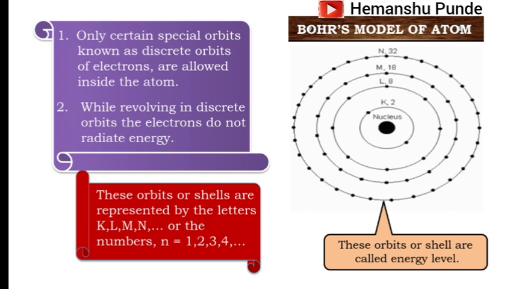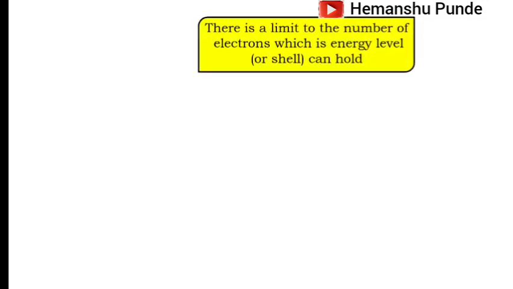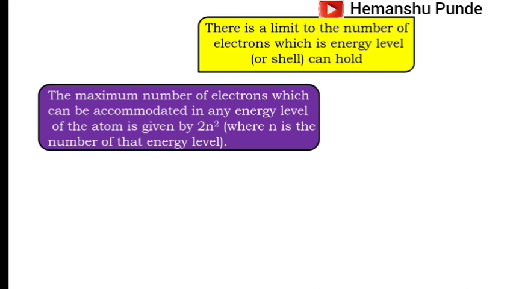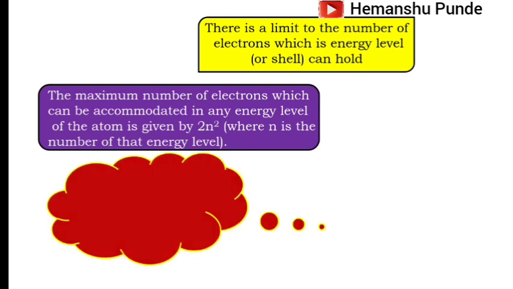These orbits or shells are represented by the letters K, L, M, N, or the numbers n equal to 1, 2, 3, 4. Now there is a simple formula. There is a limit to the number of electrons which an energy level or shell can hold. The maximum number of electrons which can be accommodated in the energy level of the atom is given by 2n square, where n is the number of that energy level.